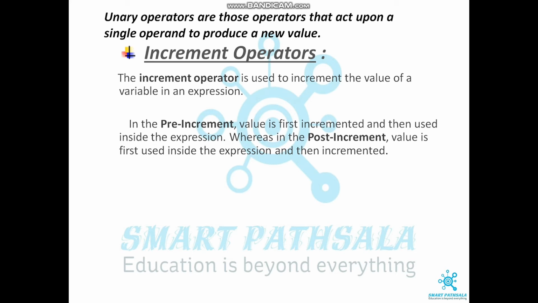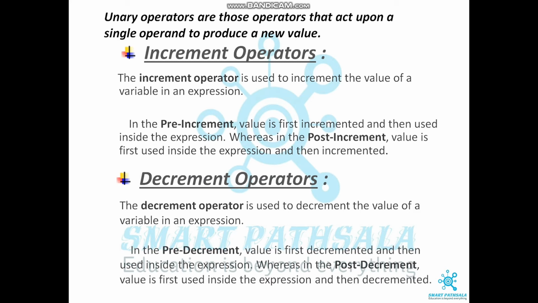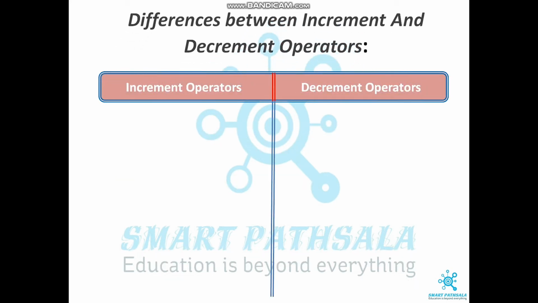Next, here comes the decrement operator. What is this decrement operator? The decrement operator is used to decrement the value of a variable in an expression. That means for decrementing any value in any expression, we can use these decrement operators. Again, this decrement operator is of two types, that is pre-decrement and post-decrement. In pre-decrement, value is first decremented and then used in the expression. That means firstly it will decrease the value and then use the expression, and in post-decrement, the value is first used inside the expression and then decremented.